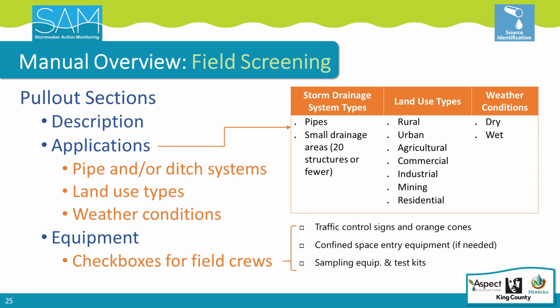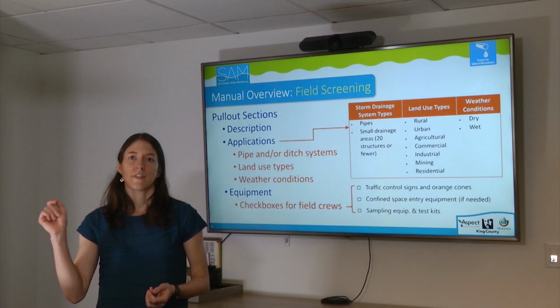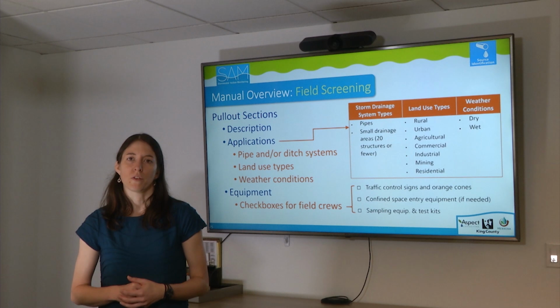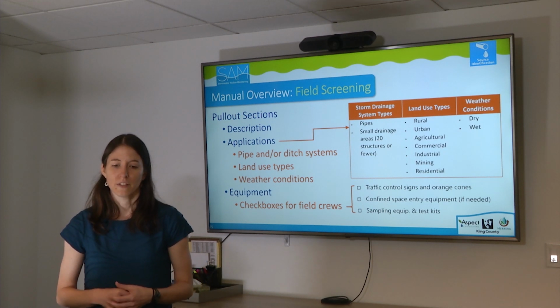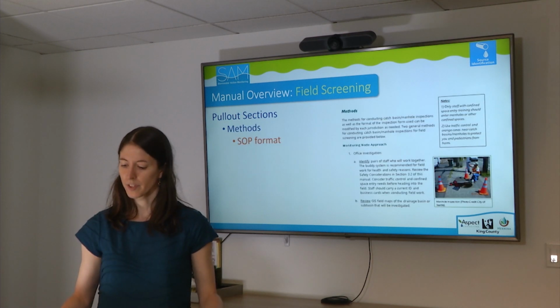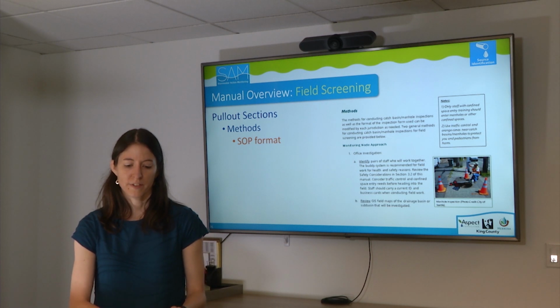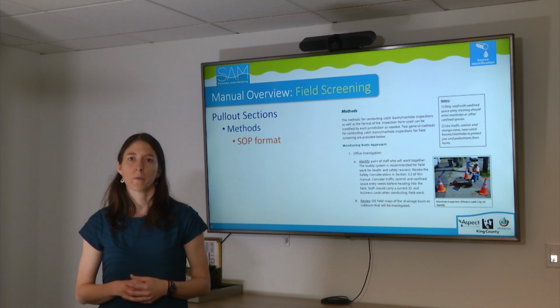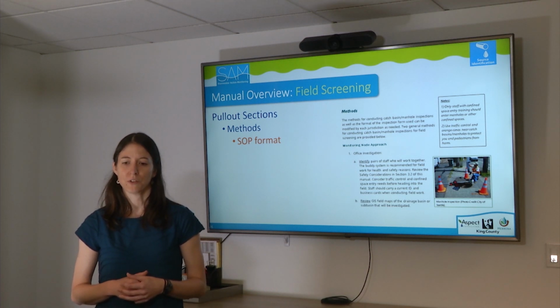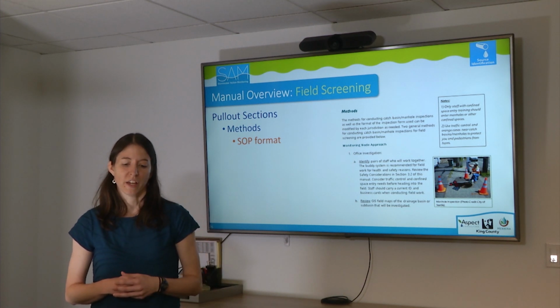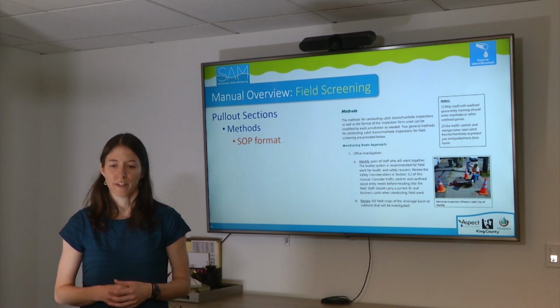The equipment section is next. So this is something that just helps with planning for your field crews in terms of knowing what types of equipment to take out in the field. It's set up as checkboxes, so you can easily just run through and select what you need out in the field. The pullout section itself is set up in a standard operating procedure format or SOP format, so it really walks you through the different approach and how you go through that for each field screening methodology.